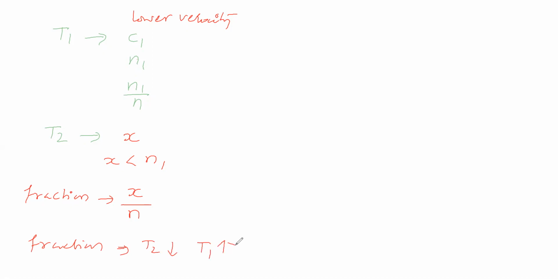So now we will take the higher velocity side. In the higher velocity, at T1 temperature, we take the number of gaseous molecules as N2. The fraction of molecules is the number of gaseous molecules having higher velocity divided by the total number of gaseous molecules. Now at T2 temperature, the number of gaseous molecules having higher velocity is Y. Now let us compare Y and N2.